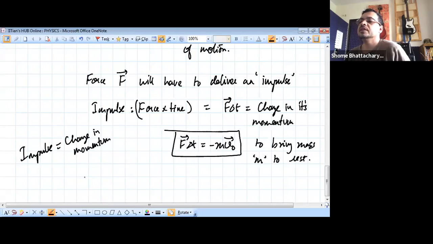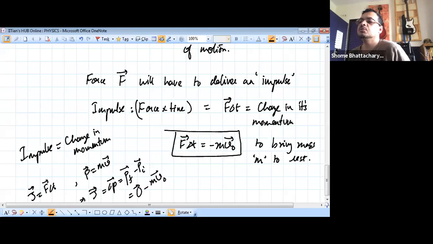So momentum we define as mass into velocity. Impulse we define as force multiplied by time. So in this case, the impulse has to be equal to change in momentum, that is final momentum minus initial momentum. The final momentum is 0 because we want to bring it to rest, and the initial momentum was mv naught. So impulse is nothing but force multiplied by time, and this is another form of Newton's second law, which we'll be coming to very soon.